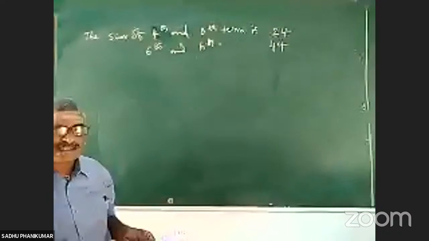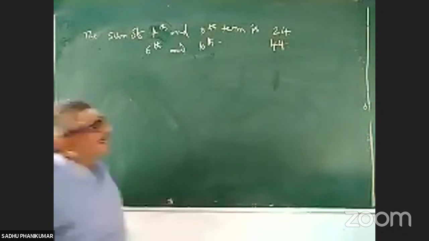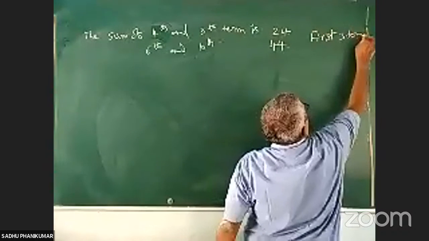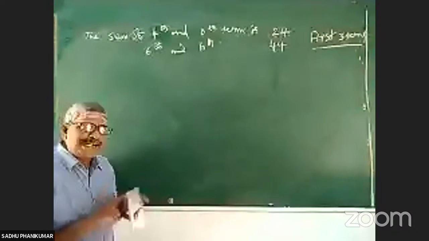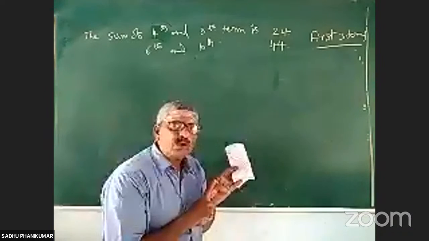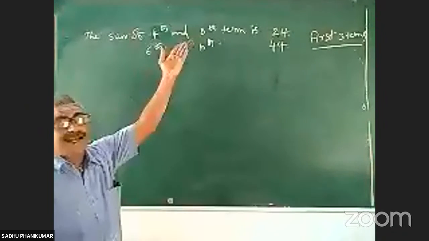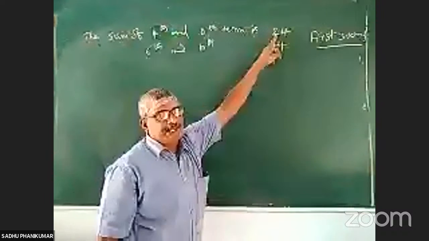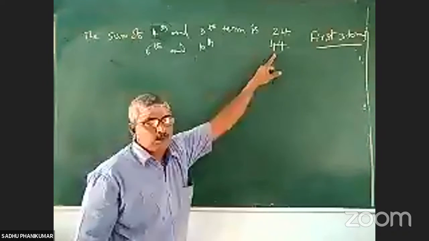Now what was it asked to find? It was asked to find the first three terms of the AP. To find any term, first what we have to do? We have to find the A value and the D value. But it was not clear in the problem, both of the values are not with us. So the sum of the 4th and 8th term is given as 24 and the sum of the 6th and 10th term is given as 44. Okay, no problem.